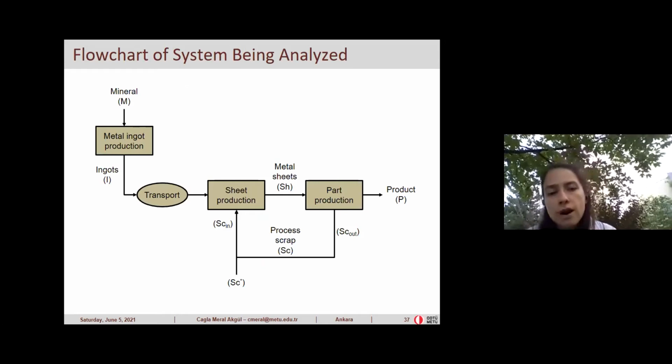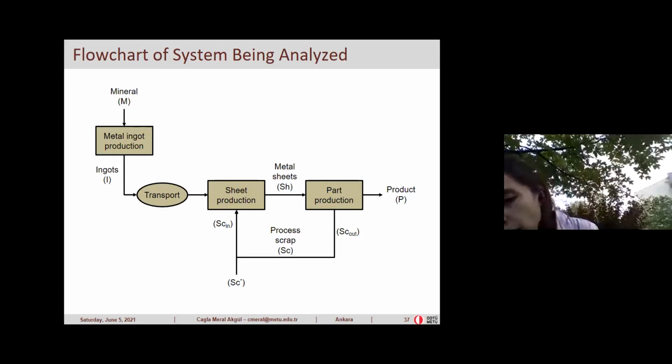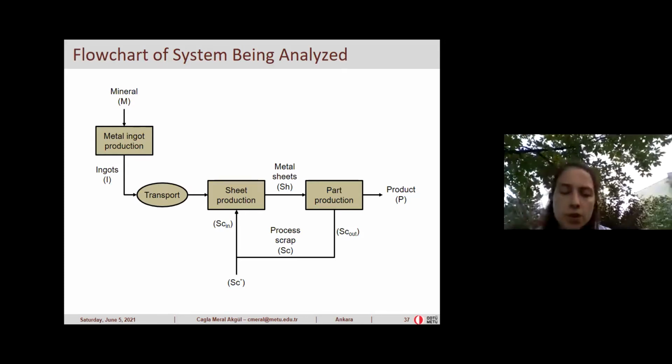So this is the rough system. We have our metal ingot production at plant A. Things are transported into plant B for sheet production, and this will be used in plant C, which is basically product P production.